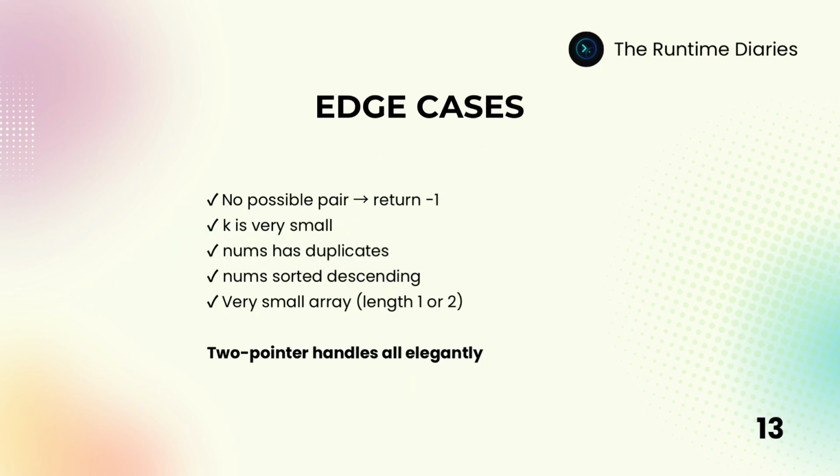This approach handles all edge cases naturally. No valid pair? Return -1. K is extremely small? The logic still works. Duplicates in the array? No problem. Already sorted or reverse sorted? It still works. Tiny arrays of size 2 or 1? They're handled gracefully. The 2-pointer logic handles everything.